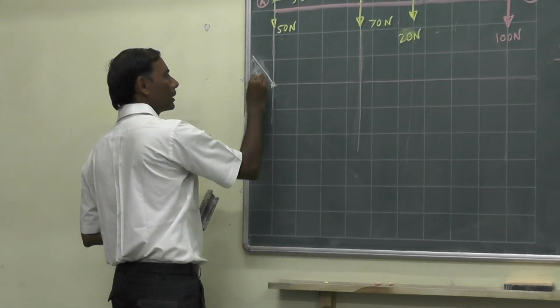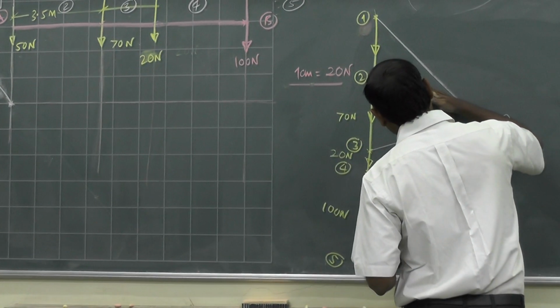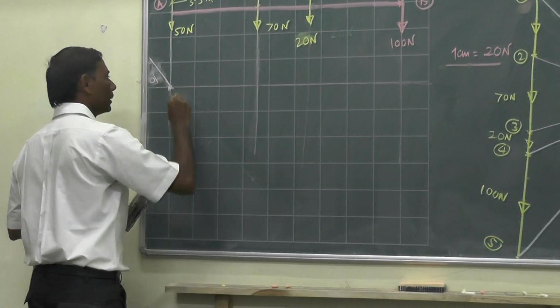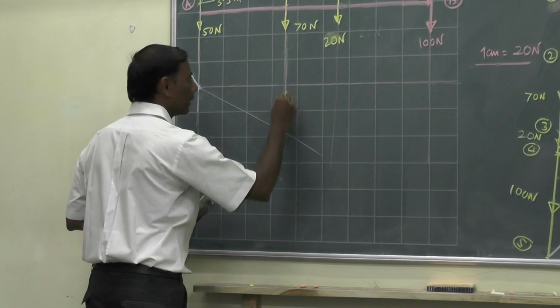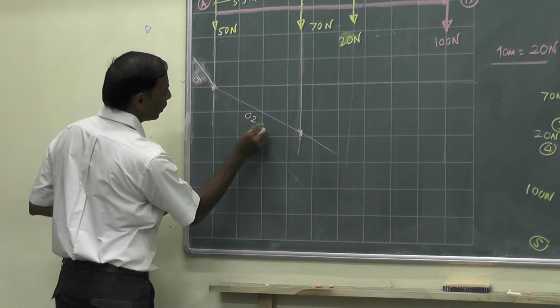has cut to this, so this will be the O1 line. Then it will be a line parallel to O2 from that point. So draw a line parallel to O2 till it cuts the extension. Somewhere here it has cut. So this is our O2 line.